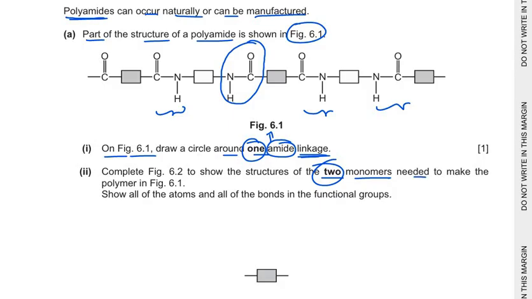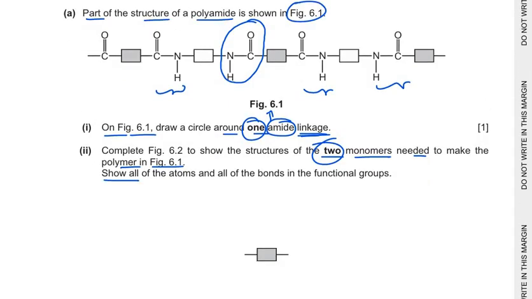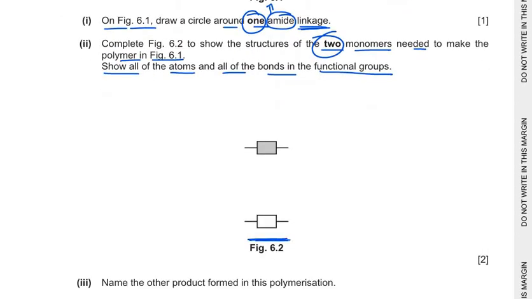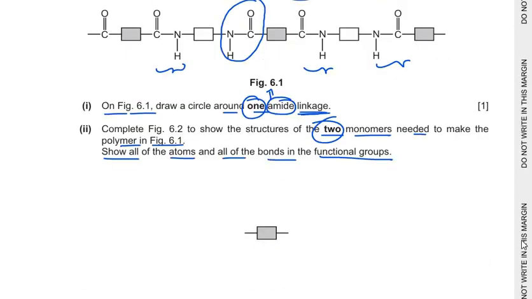Okay, 2 monomers needed to make the polymer in figure 6.1, and here we are supposed to draw the structure, show all of the atoms and all of the bonds in the functional group, they are saying. Okay, so one of the polymer part they have drawn, and the second polymer part is here. Now let's understand, this is a gray box which is drawn here. The gray box has a C double bond O. So here we are showing C double bond O. Another C double bond O is also present, so that also we are drawing C double bond O.